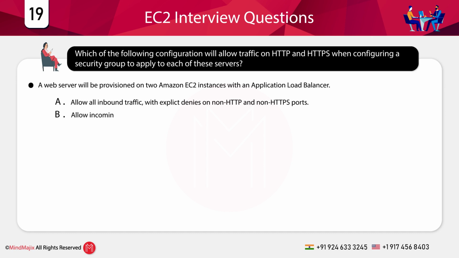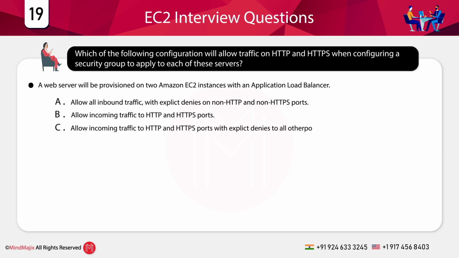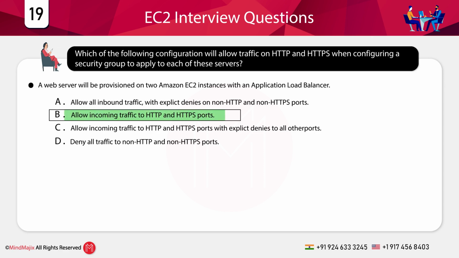Allow all inbound traffic and explicit deny on non-HTTP and HTTPS ports. In a security group we can only allow, we can't deny, so A will not be the option. Allow incoming traffic to HTTP and HTTPS ports. We can do that. Allow incoming traffic to HTTP and HTTPS ports with explicit deny to all other ports. Again, we cannot deny in a security group. Deny all traffic to non-HTTP and non-HTTPS ports. Same, we cannot deny. So the option will be B. It will only allow traffic to HTTP and HTTPS ports.